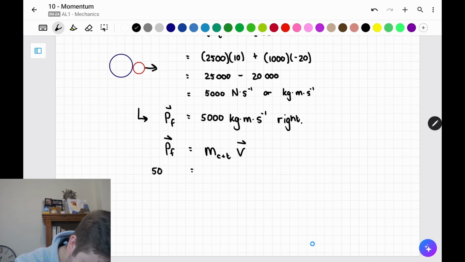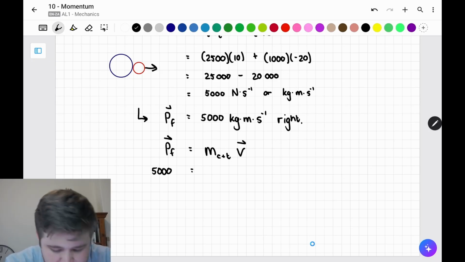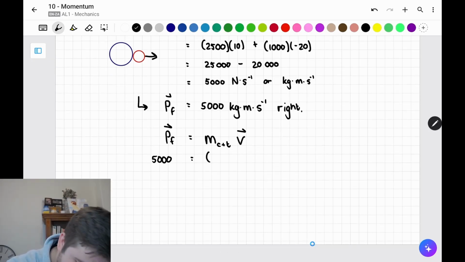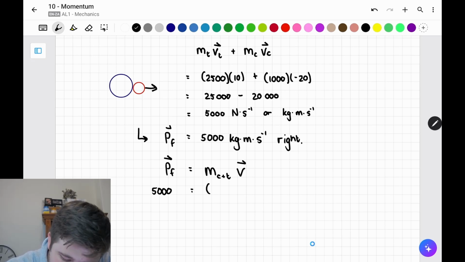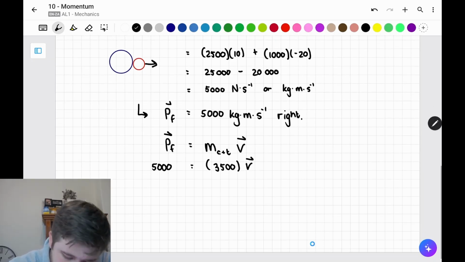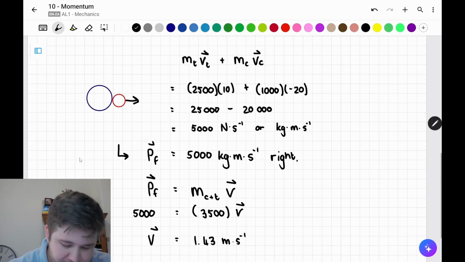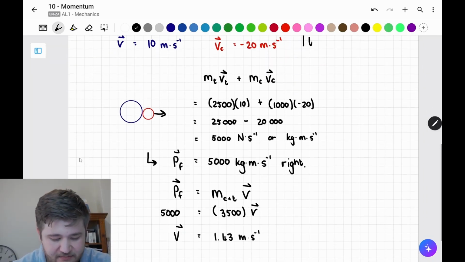We know we have a net momentum of 5,000 kilogram meter per second to the right. We know our combined mass is just 2.5 tons plus 8 ton, which would be 3,500 kilograms, and we are only looking for V. Solving for V, we find that value to be 1.43 meters per second to the right, which we indicate with a positive value.